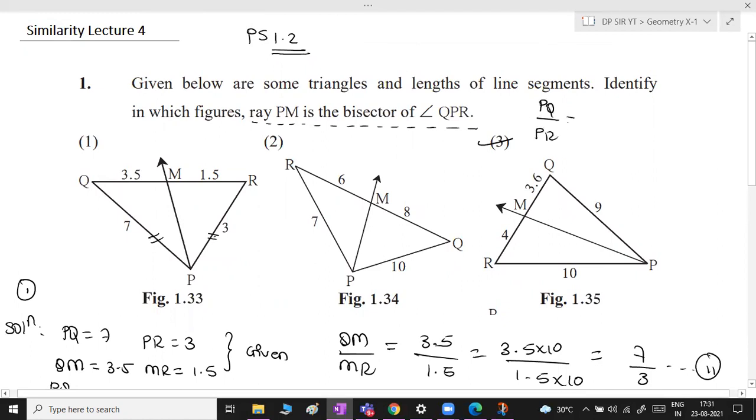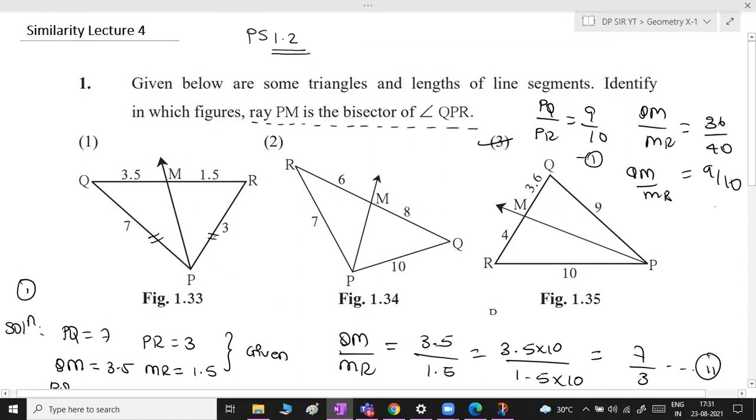So PQ upon PR, check karo, wo mujhe mil raha hai 9/10. Check QM upon MR, wo mujhe mil raha hai 3.6 upon 4. It simply means for me 36 upon 40. Usko reduce karo, tumko milega 9/10. That is your QM upon MR.